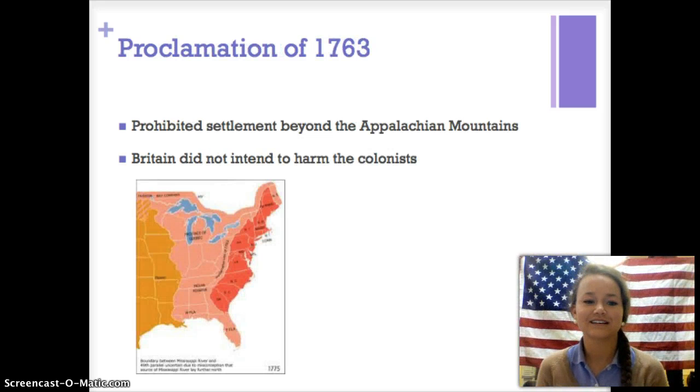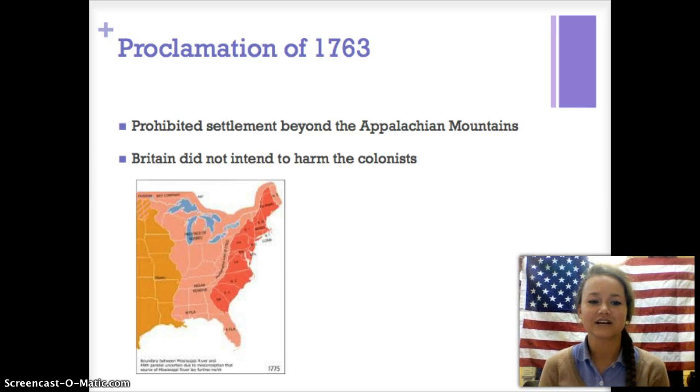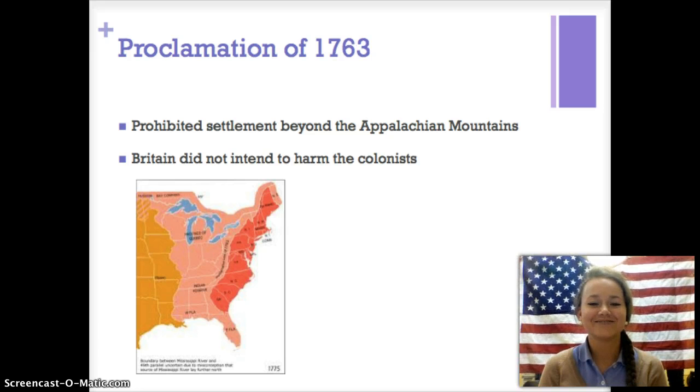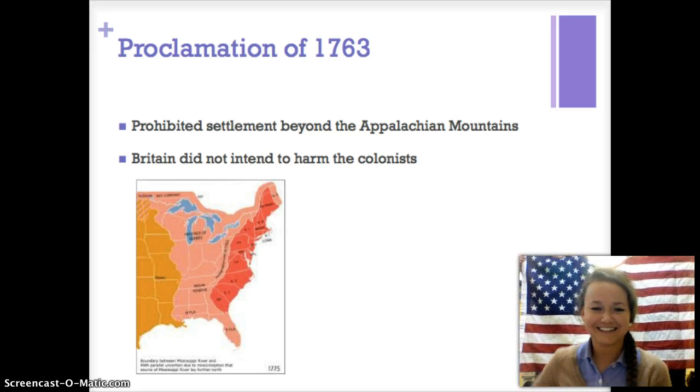The next cause is the Proclamation of 1763. This prohibited settlement beyond the Appalachian Mountains. Britain did not intend to harm the colonists, but they took offense to this order.